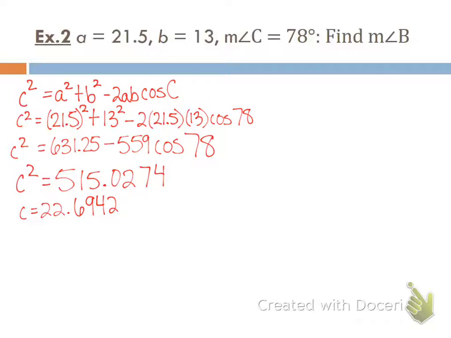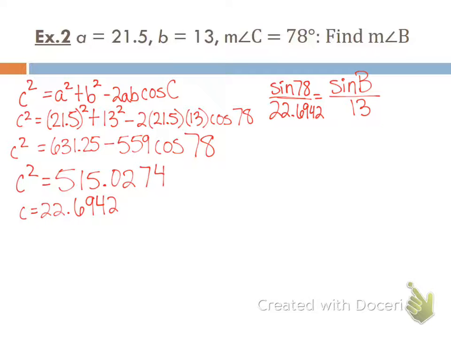All right, so now that we have side C, we can switch over to using our law of sines. We know in one of our ratios, we need to be able to fill in numbers on the top and the bottom. So we would use the sine of 78 over, okay, that decimal we just found, 22.6942. If we are looking for the measure of angle B, we should have sine B in our other numerator. Our other denominator would be 13.